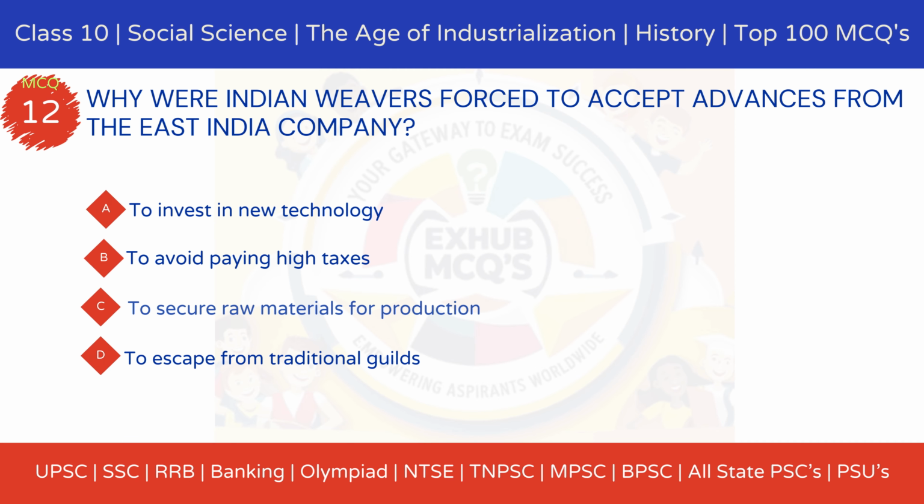MCQ 12. Why were Indian weavers forced to accept advances from the East India Company? Option A. To invest in new technology. Option B. To avoid paying high taxes. Option C. To secure raw materials for production. Option D. To escape from traditional guilds.